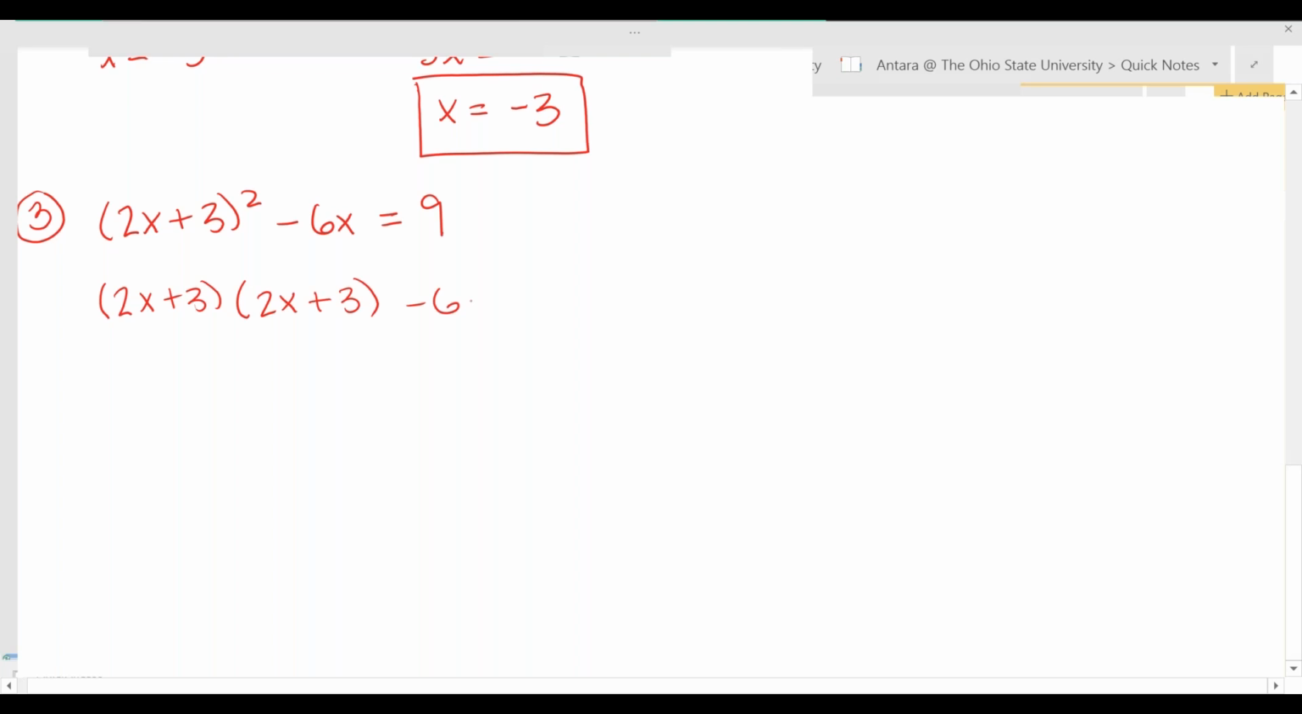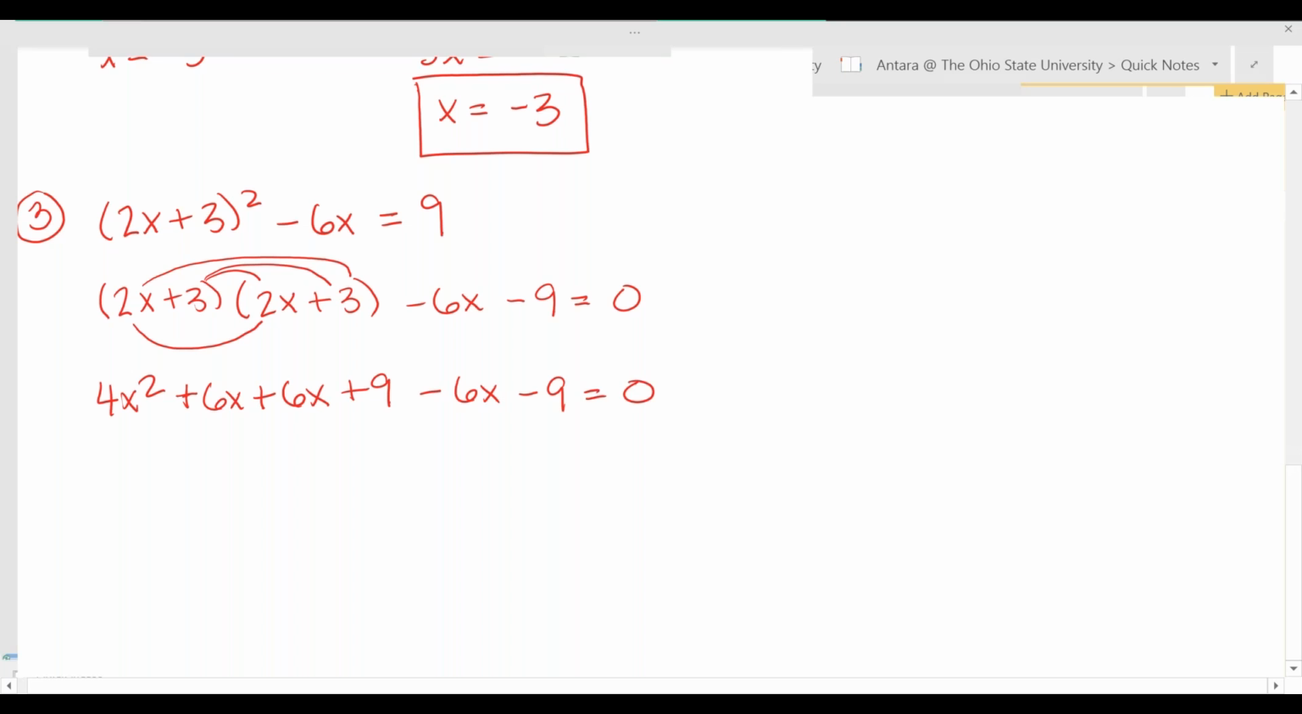That's basically the same thing that we did, just to check our work, in the previous question. And I'm just going to bring over the 9 to this side, since we want it equal to 0 in order to use the zero product property. So same thing, we're going to do the FOILing, where it's first, outside, and then inside, and then the last numbers. So we have 4x squared, and then plus 6x, and then plus another 6x, and then plus 9. And then we have this minus 6 here and minus 9, and that's all equal to 0.